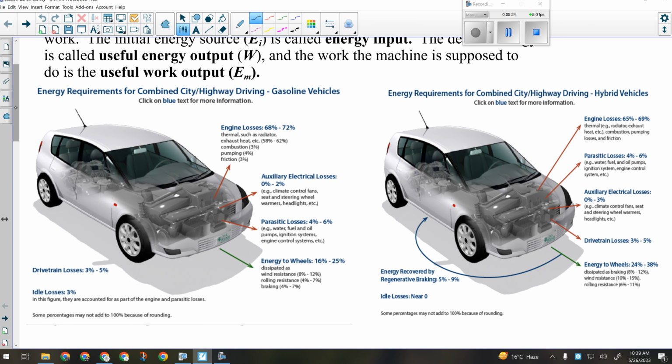Friction, internal friction. I mean, we put oil in our car, it's really important. If your car doesn't have oil in it, it will die a terrible death. But there's still going to be some friction between the moving parts of your car, and that represents 3% of the energy in your fuel. We haven't moved forward yet, we've just turned the car on. This is what the car does without you driving it. It loses 68 to 72% of the energy in your fuel.